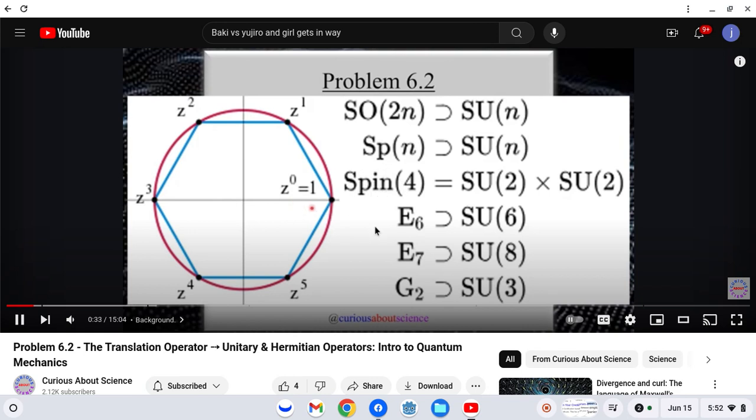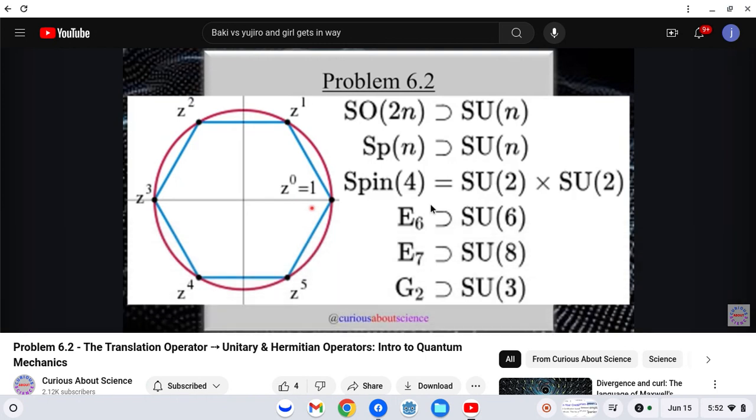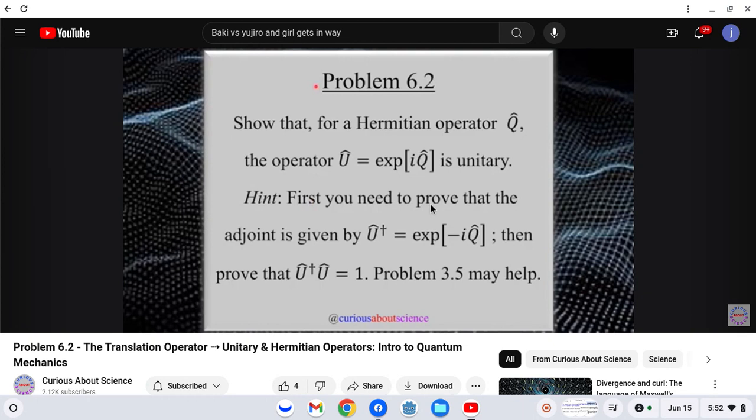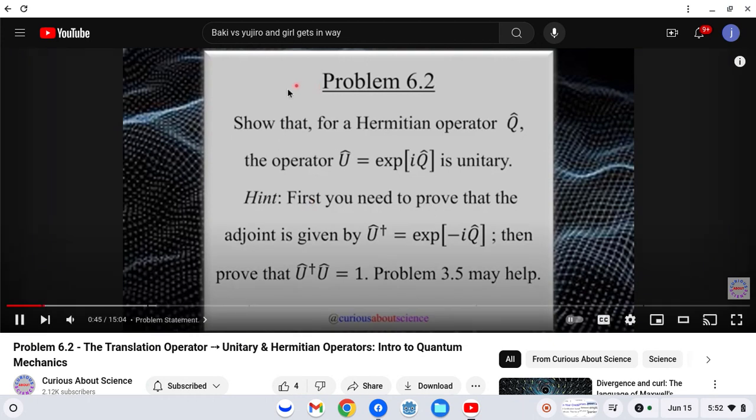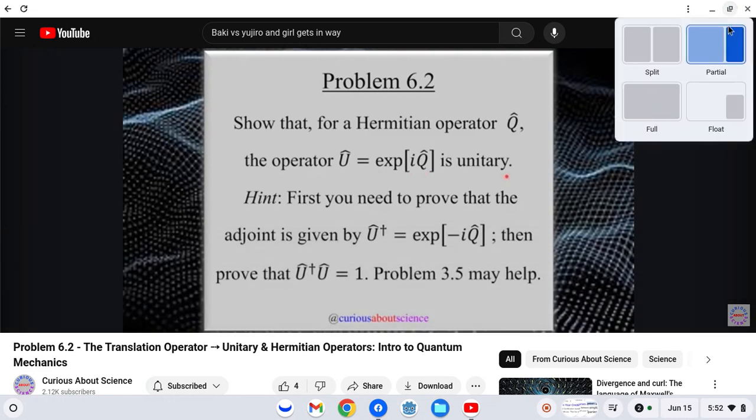In this video, we'll explore why the exponentials of Hermitian operators are always unitary, with a simple sketch proof. Let's dive in. Alright, so in this question, we are tasked with showing that for a Hermitian operator Q, the operator U, which is an exponential with iQ, is unitary.